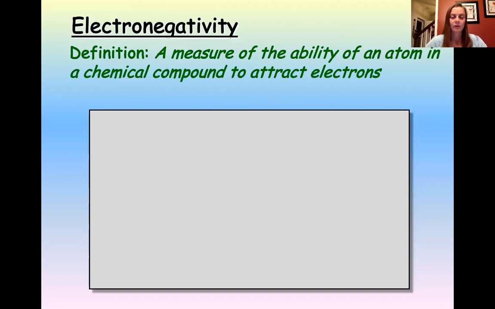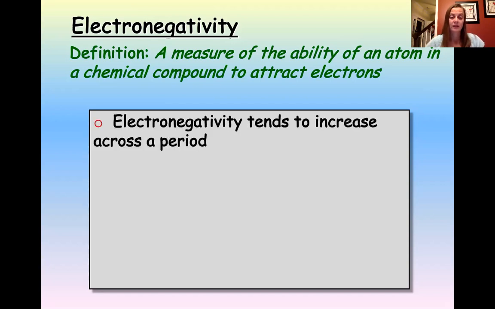All right, one more term, electronegativity. We remember this is a measurement of the ability of an atom in a chemical compound to attract electrons to itself. So this is its strength in drawing electrons towards itself in a covalent bond.